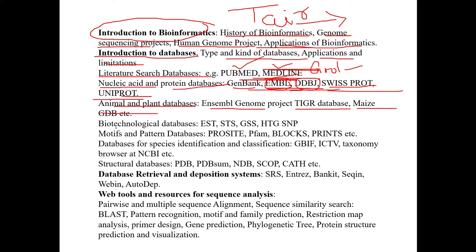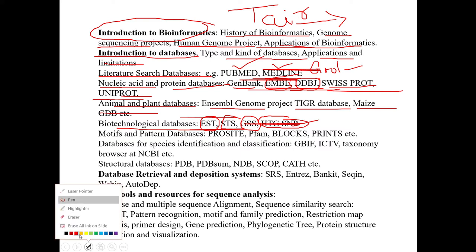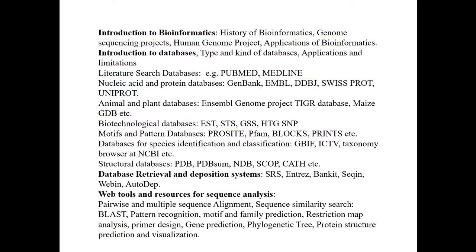So biotechnological databases are EST, STS, GSS, GTG, SNP or SNP analysis. If you want to search motifs, then what will you do? For motif search, I have already discussed ProSite. You can use Pfam, PRINTS and BLOCKS. Databases for species identification and classification, you can go through these. And NCBI you can browse also.